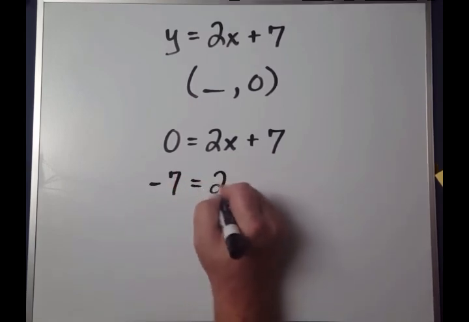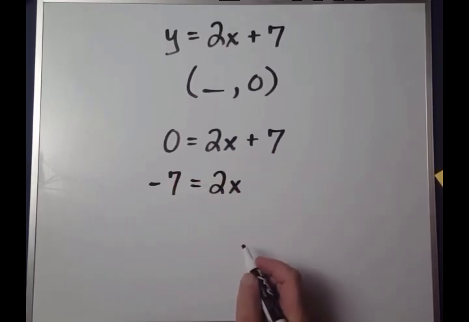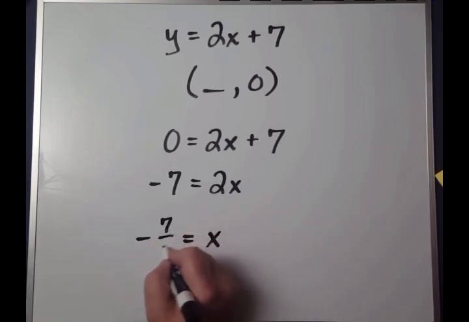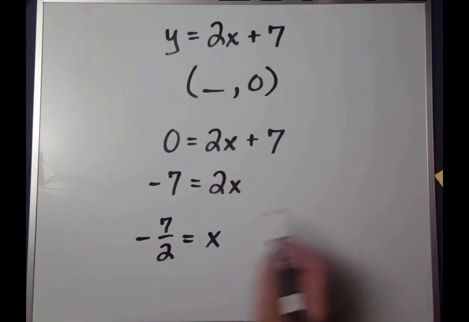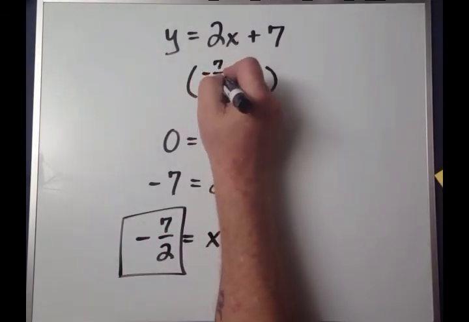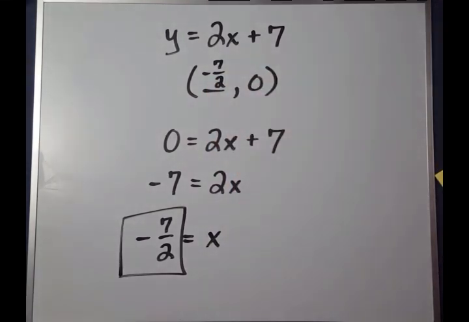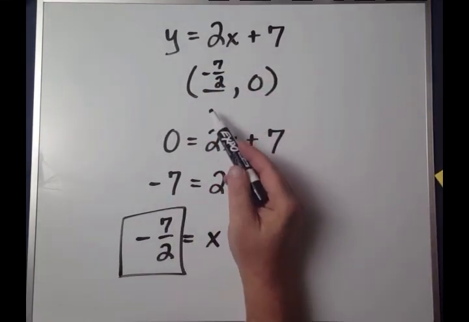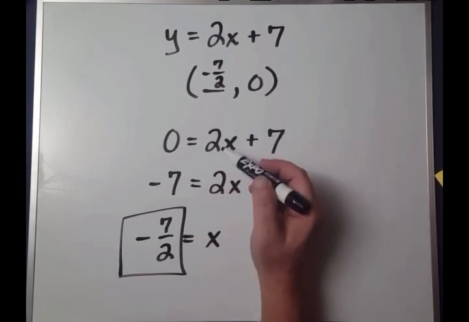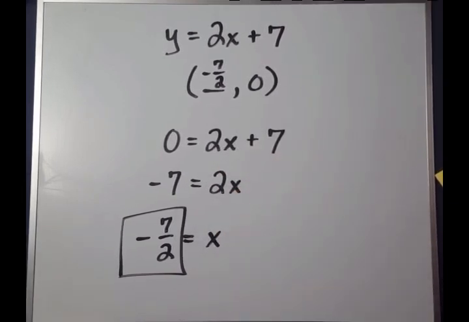Subtract 7 from both sides and divide both sides by 2. Negative 7 halves. Or if you want to see it up here in the ordered pair. And you know I will accept negative 3 1/2, but at the moment I don't see any reason to change it to a mixed number.